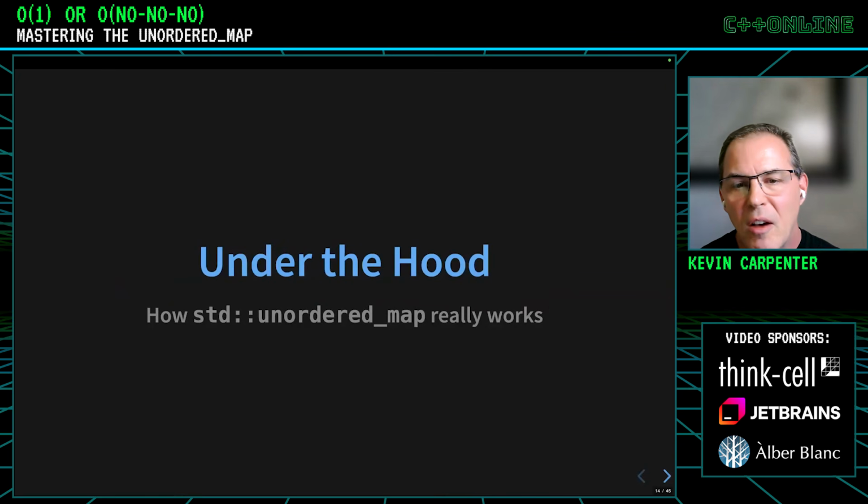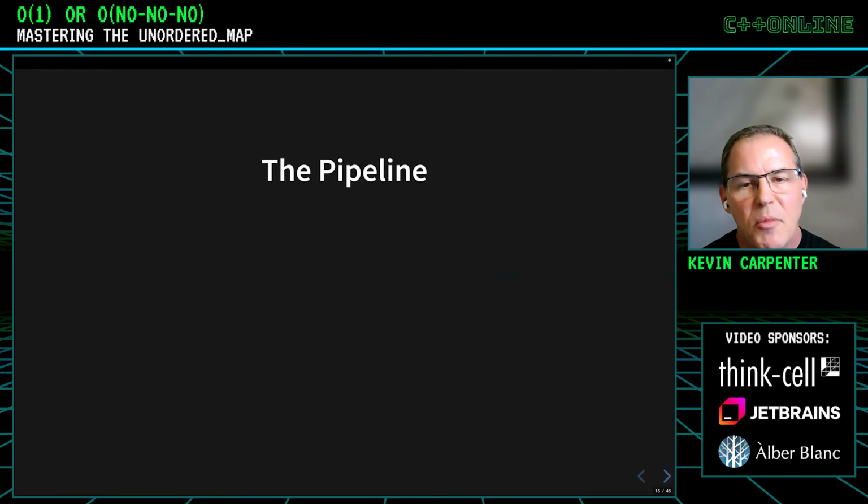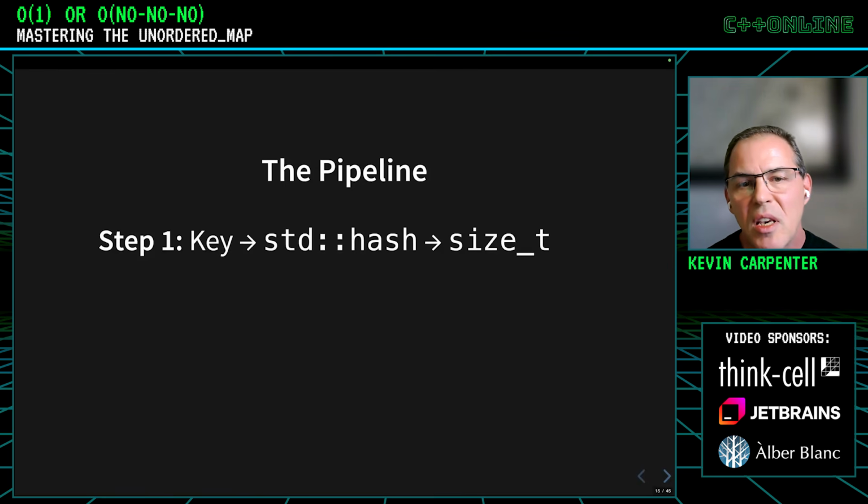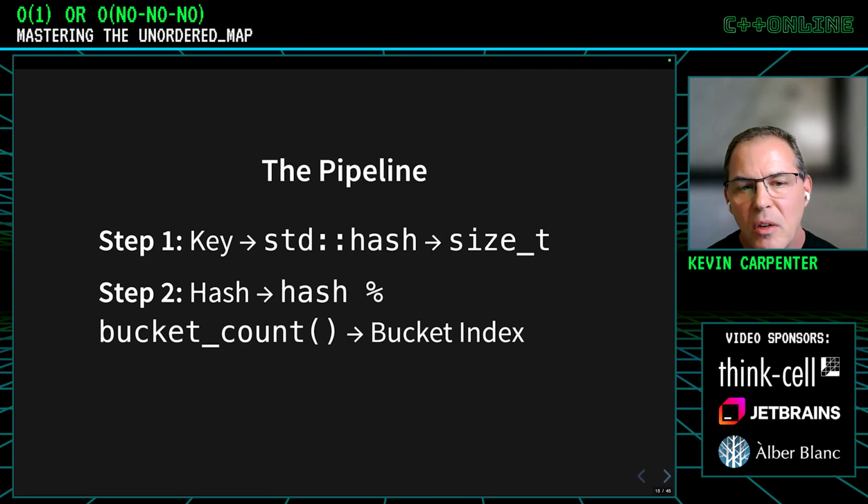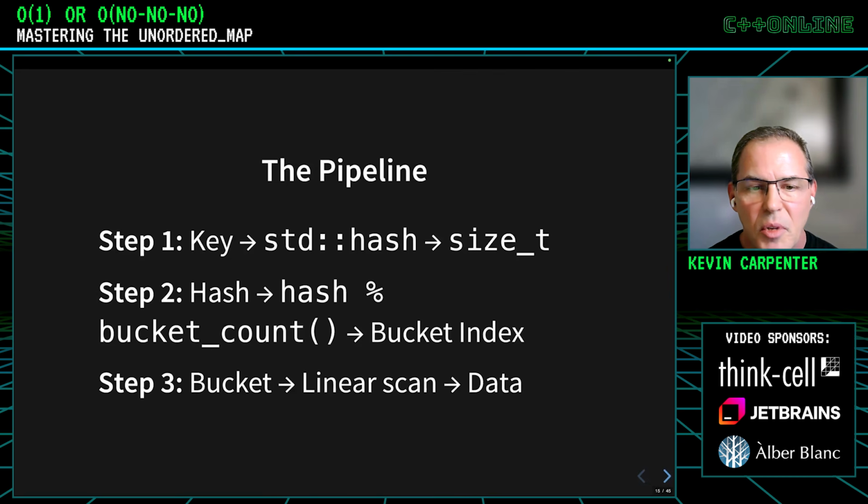All right, so under the hood, how does a std::unordered_map actually work? There's kind of a pipeline, and it's got 3 steps. The first step is the key. You take your key and run it through std::hash, and it gives back a size_t, which is basically a very large integer. From there, we run a modulo on it based on the number of buckets the hash has, and that gives us a bucket index. Then from that bucket index, we go to that particular bucket and do a linear scan to find the data.